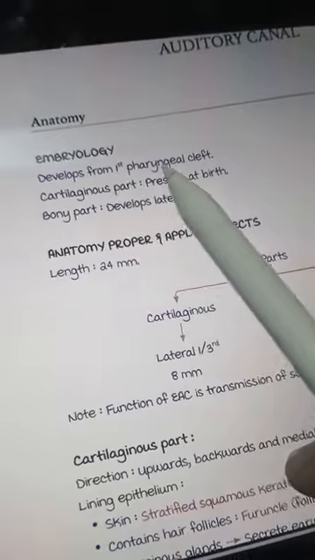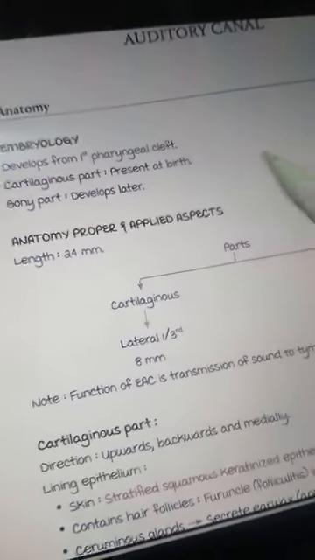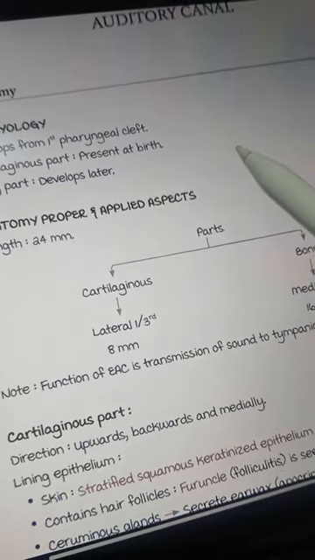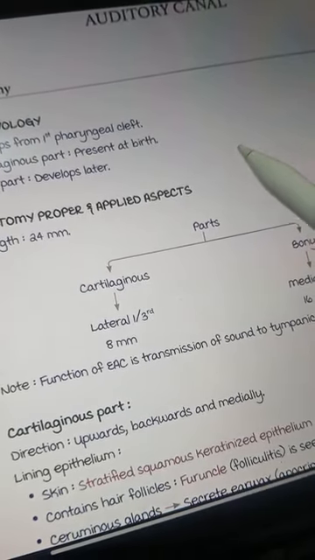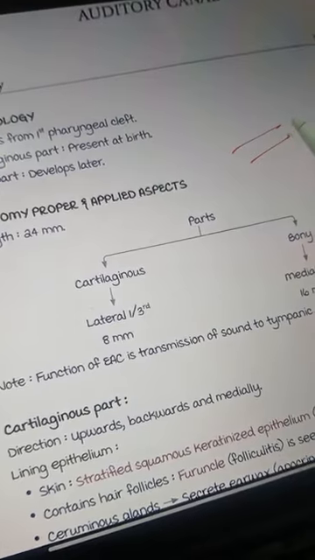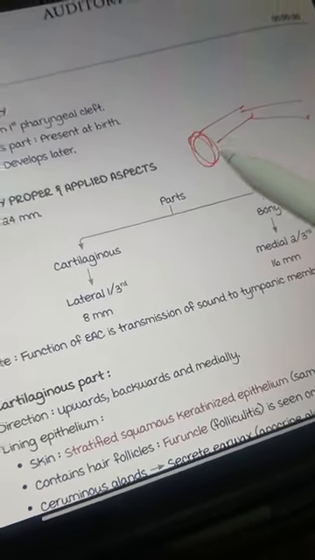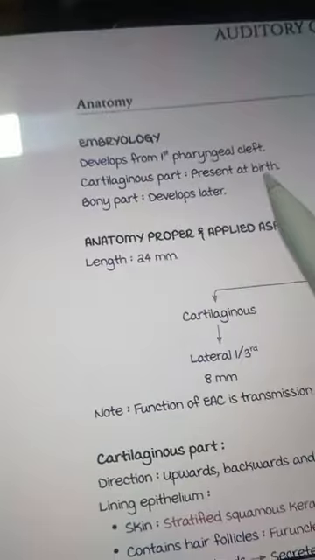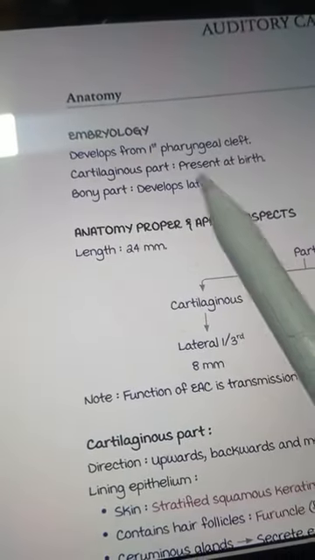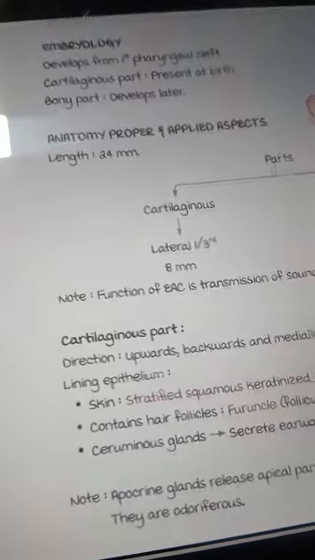What is the embryology behind it? The external auditory canal is like this, I'll show. First it's upward, backward and medial, and then downward, forward and medial, and this is what is known as the external acoustic meatus. It develops from the first pharyngeal cleft. The cartilaginous part is present at birth and the bony part will develop later.